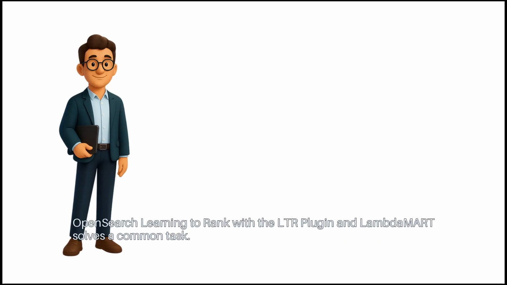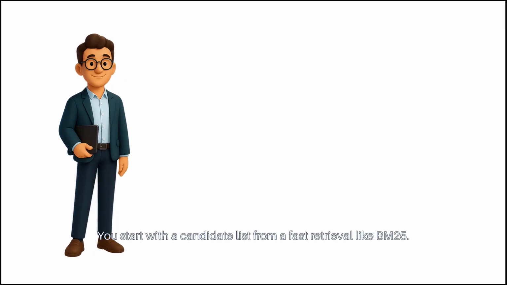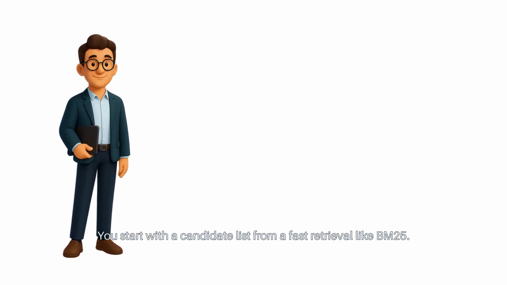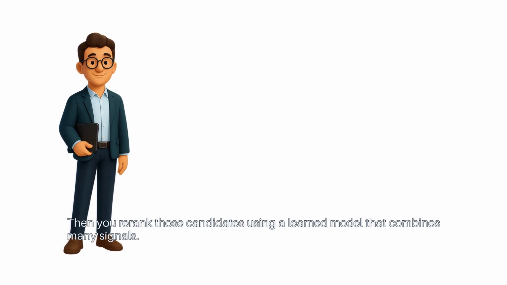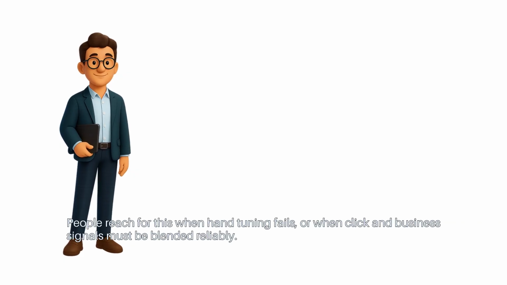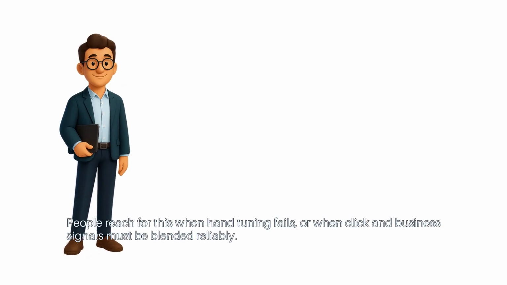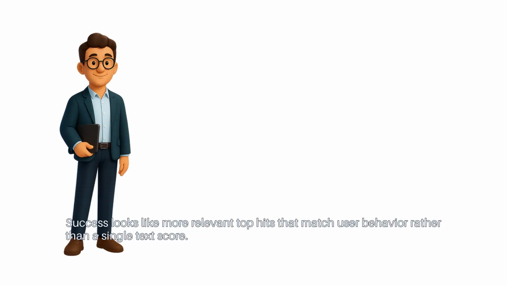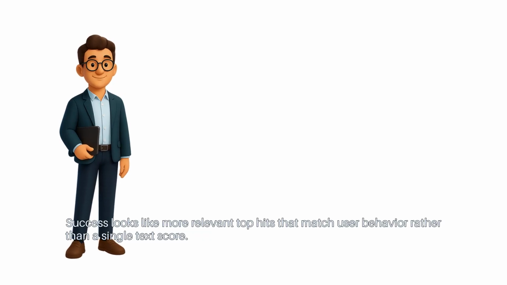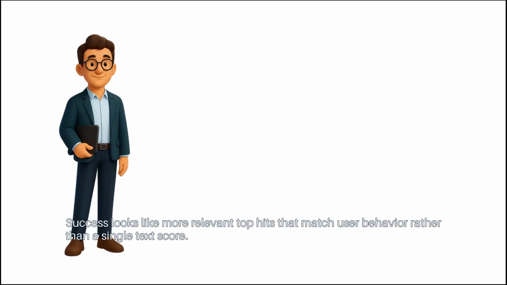OpenSearch Learning to Rank with the LTR plugin and LambdaMART solves a common task. You start with a candidate list from a fast retrieval like BM25. Then you re-rank those candidates using a learned model that combines many signals. People reach for this when hand tuning fails or when click and business signals must be blended reliably. Success looks like more relevant top hits that match user behavior rather than a single text score.